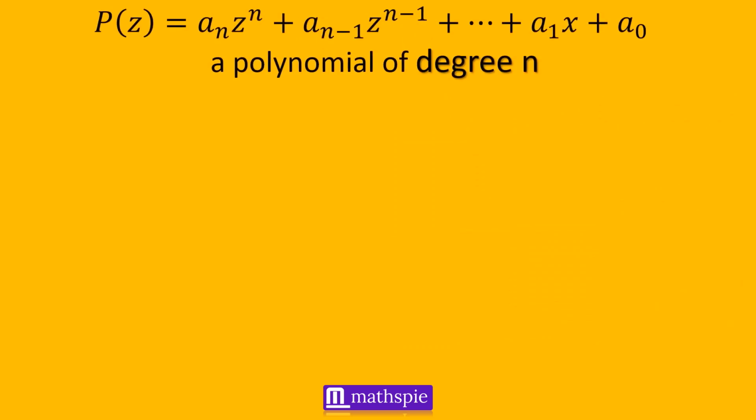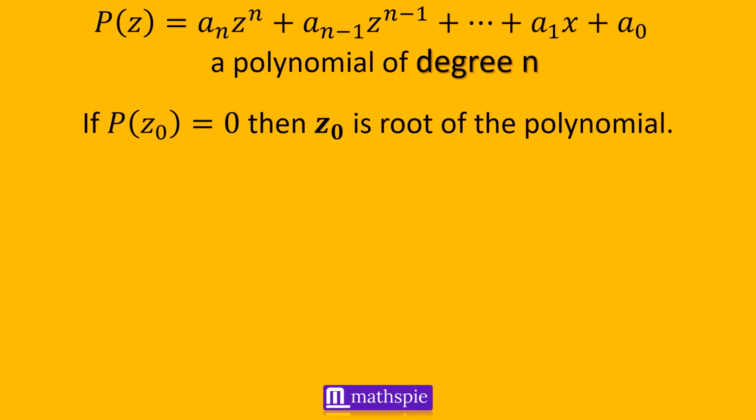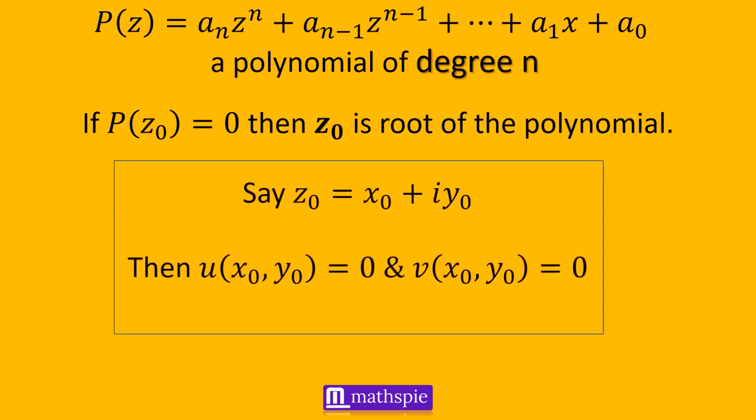Let p of z be a polynomial of degree n. If p of z naught equals 0, then z naught is a root of the polynomial. Say z naught equals x naught plus i y naught, then u of x naught comma y naught equals 0 and v of x naught comma y naught equals 0.